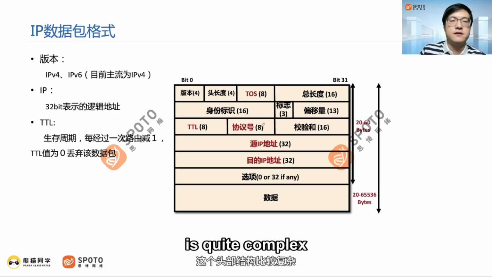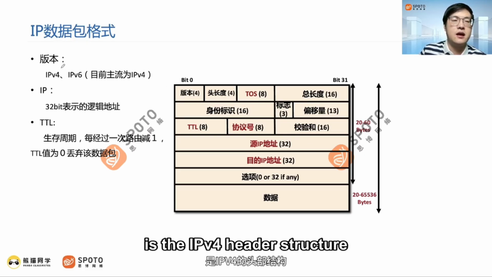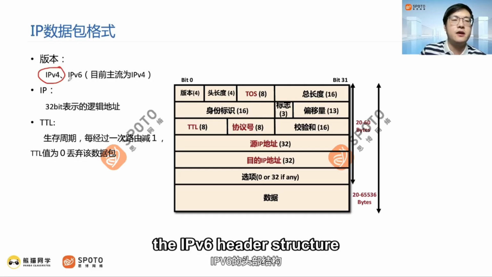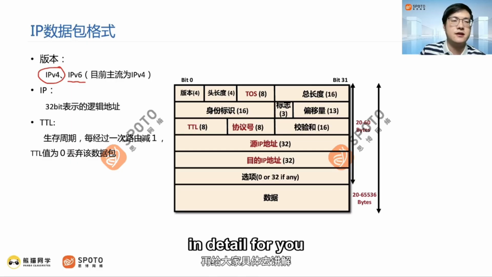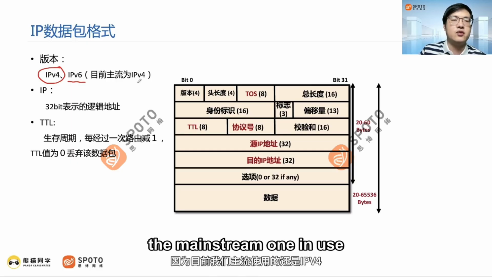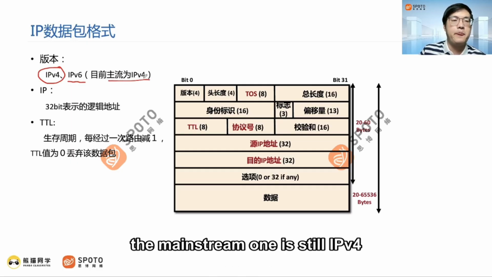This header structure is quite complex. What we are seeing now is the IPv4 header structure. IPv6 will be explained later when we study IPv6 in detail. The mainstream one is still IPv4.